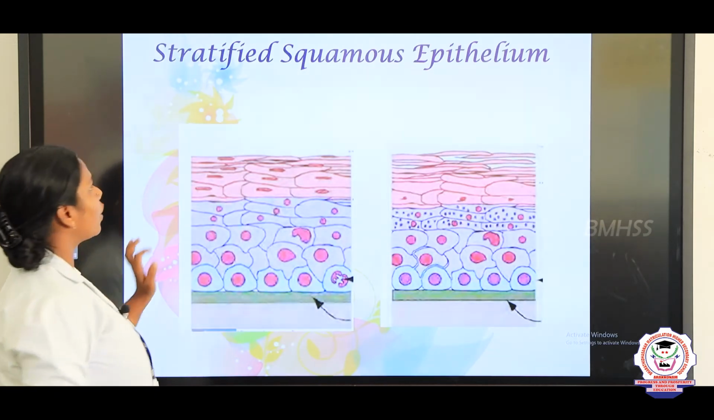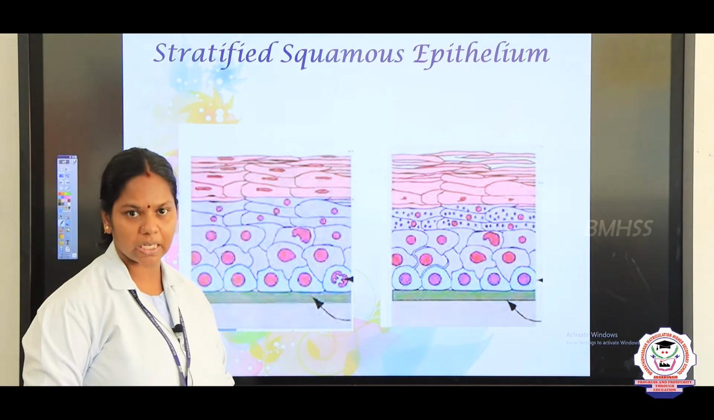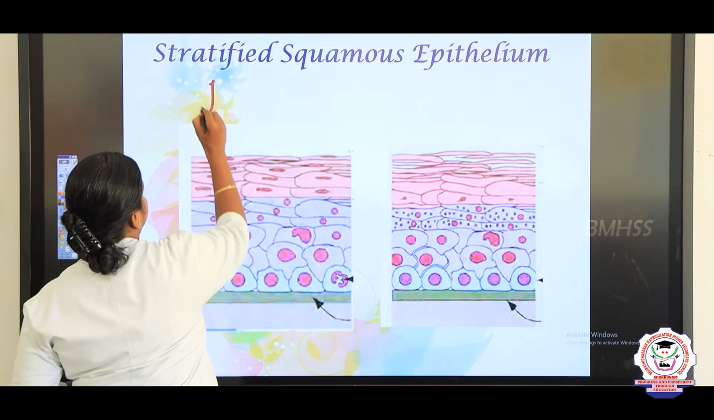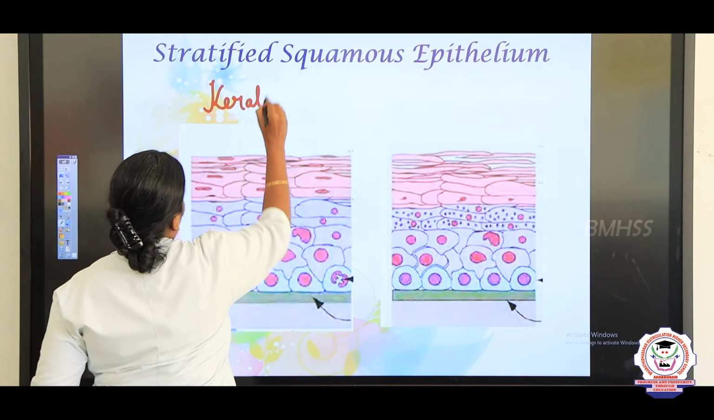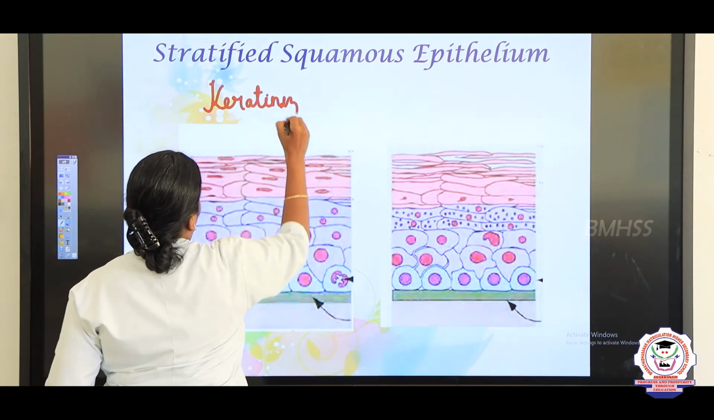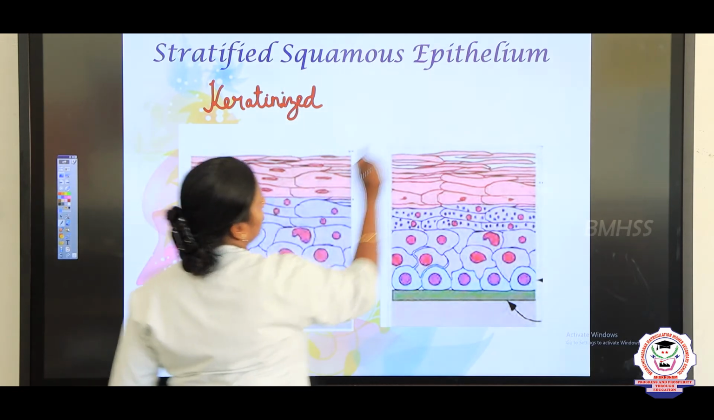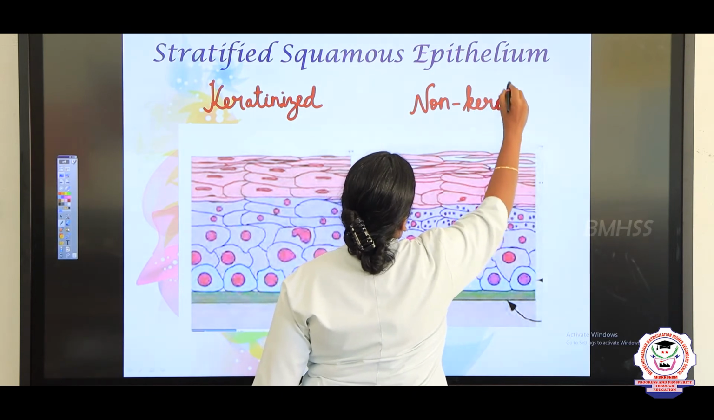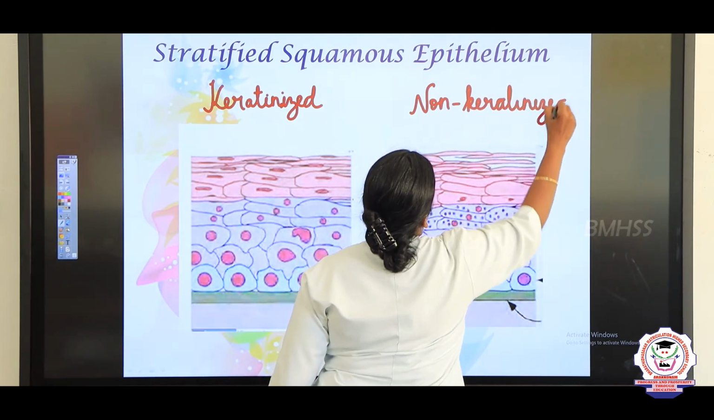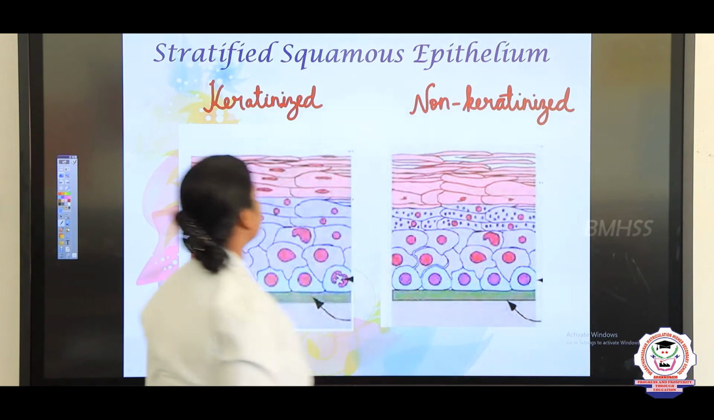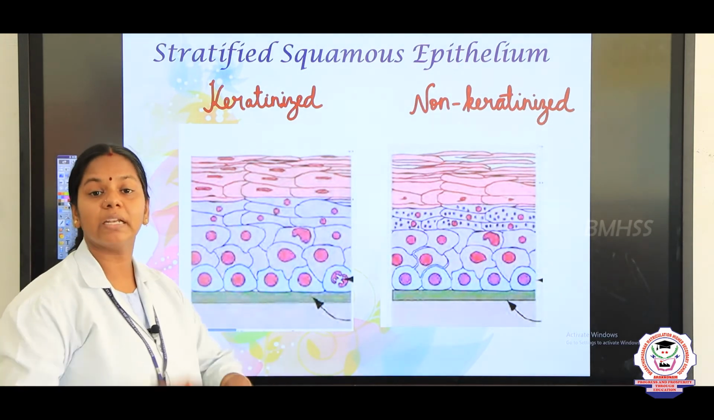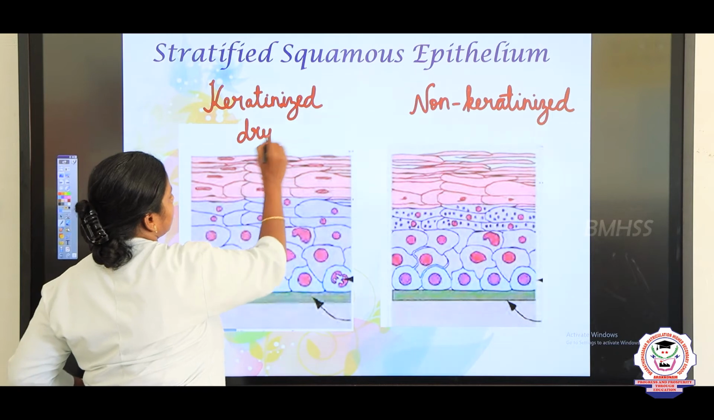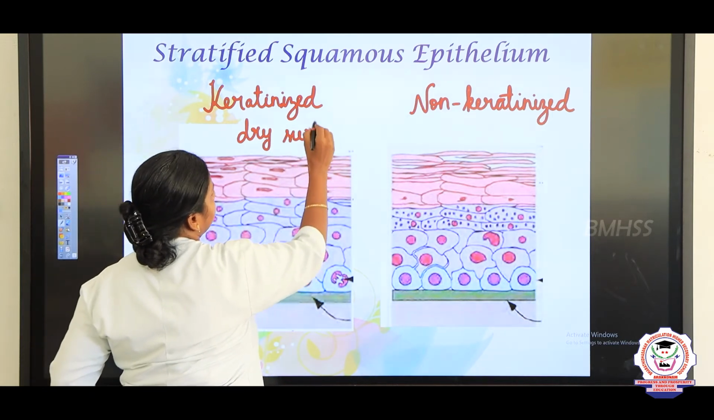And the first type we are going to see is the stratified squamous epithelium. Stratified squamous epithelium is divided into two categories. One is keratinized, and another one is non-keratinized. For example, keratinized is found in covering our skin. For example, it is found in the dry surfaces. It is found only on the dry surfaces.